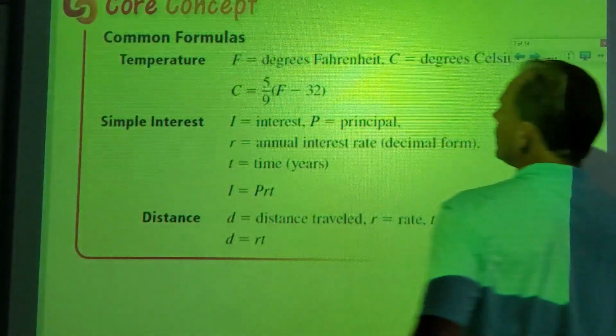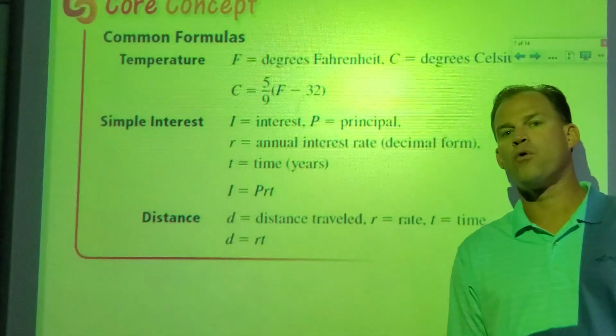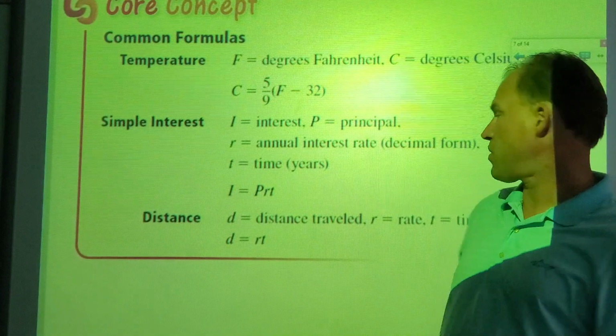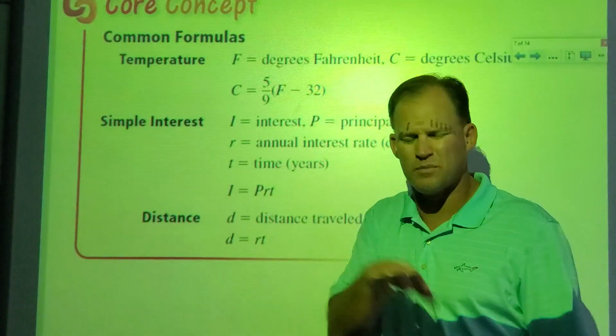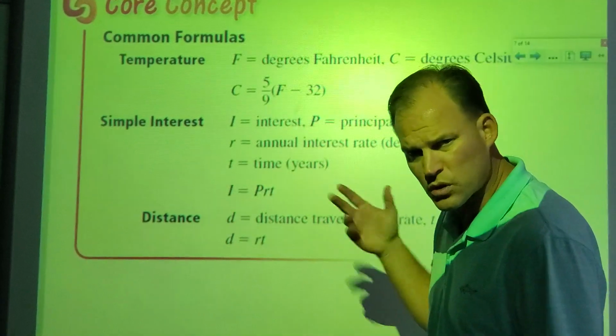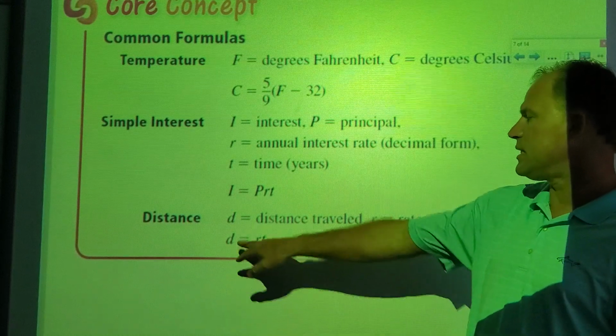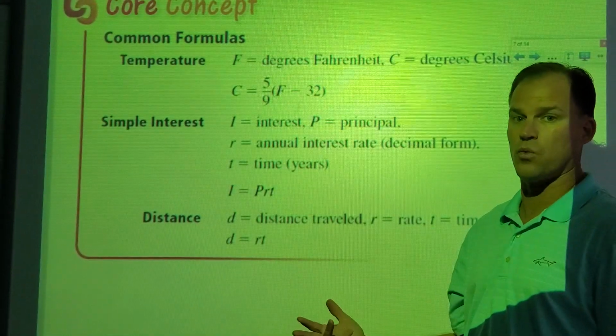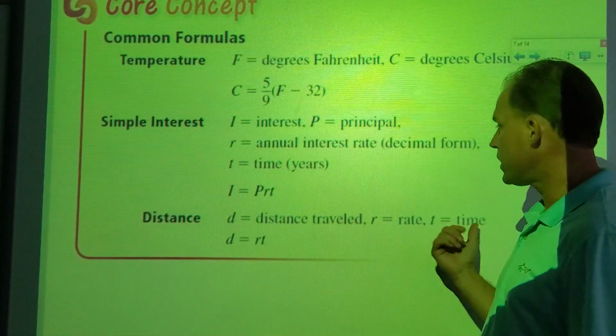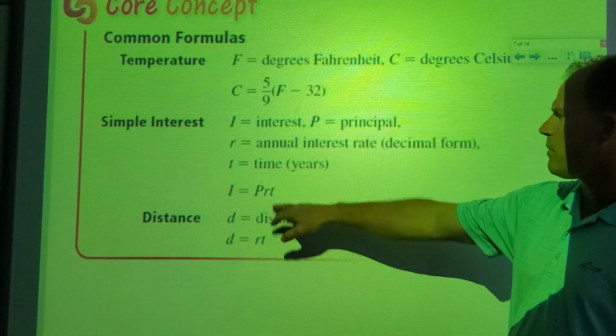So, some common formulas that you need to be familiar with. These will pop up frequently, especially in this chapter, but in the future, a lot of these formulas will pop up. So it's important to know them. D equals RT. We've talked about that in some other word problems before. Distance equals rate times time.